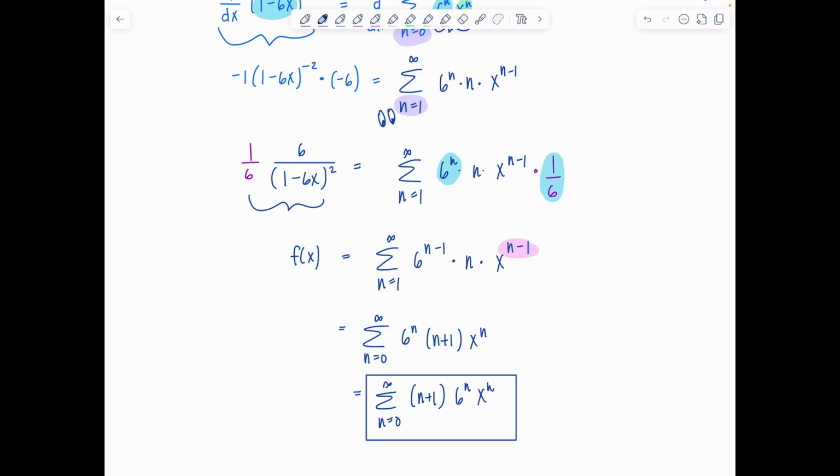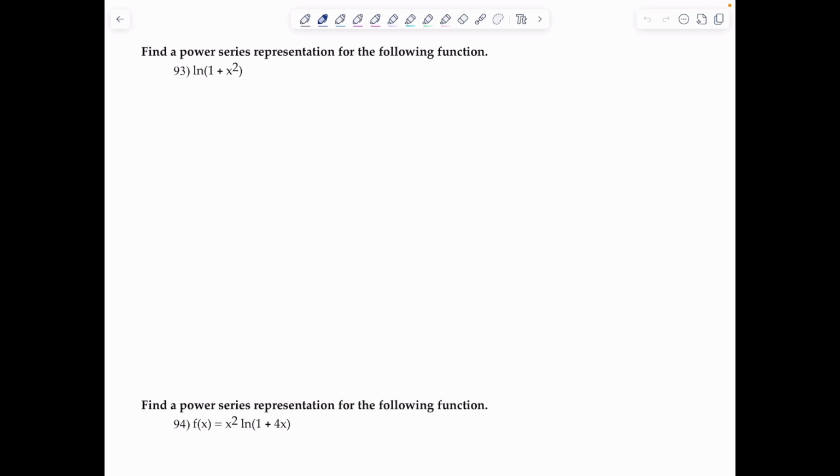I'm a little sad. Okay, so find a power series representation for the following function, ln of 1 plus x squared. I'm going to call this f of x. And if you remember from the power series made easy video, whenever there's a natural log, you actually start off by taking the derivative of this function. So f prime of x, derivative of ln 1 plus x squared, is 1 over 1 plus x squared. And then by the chain rule, we have to multiply by the derivative of what's inside. So that's 2x.